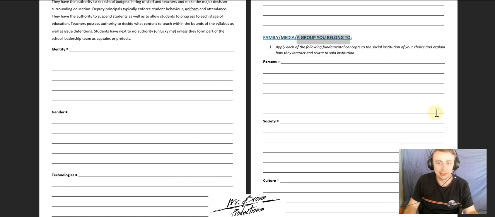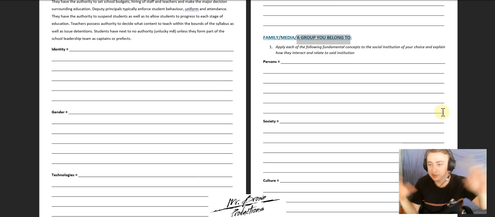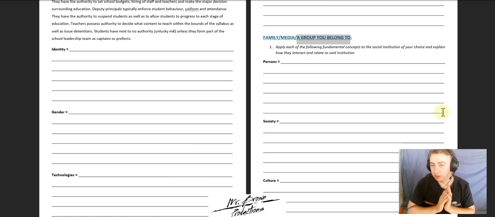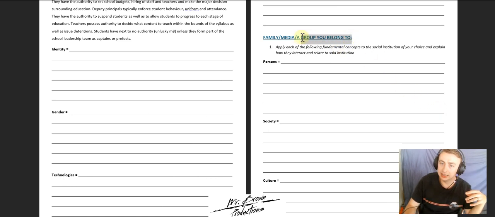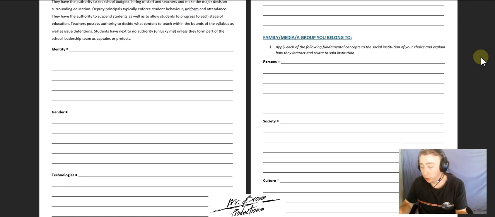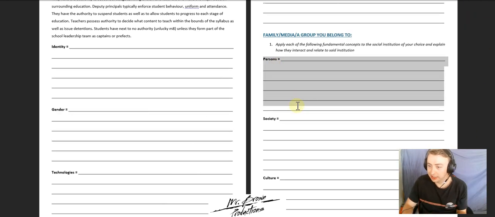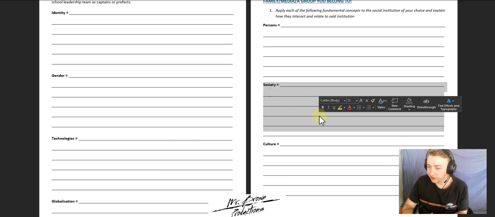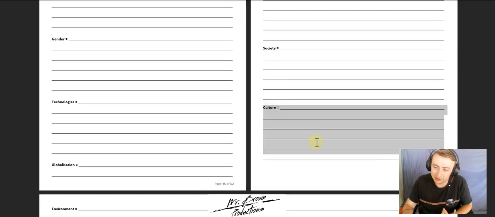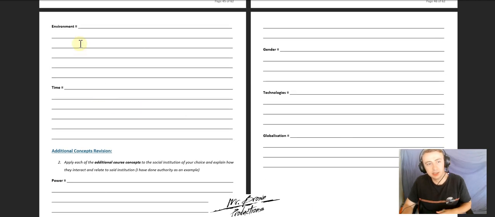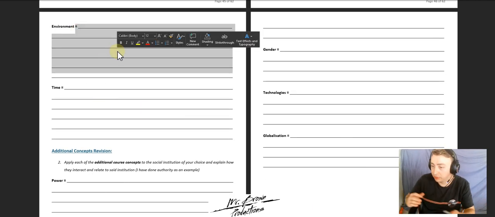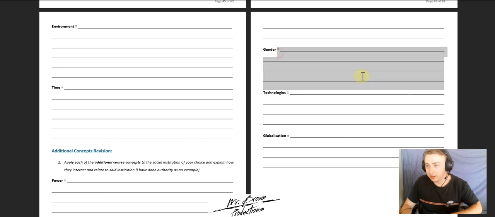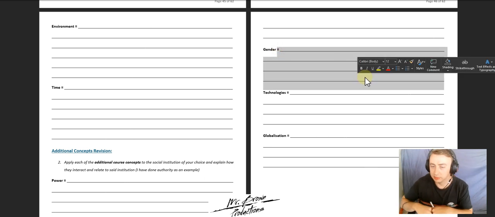So let's say you work at a certain business, or it might be the workplace. You might want to do the workplace as a social institution. If you play soccer and you're part of a local sporting institution, who are the persons that make up that? What kind of elements of society influence it? What's the culture and ethos of the club that you represent? What type of environment do you play in? Is it a summer or winter sport? Is it a mixed gender comp or is it single sex comp?